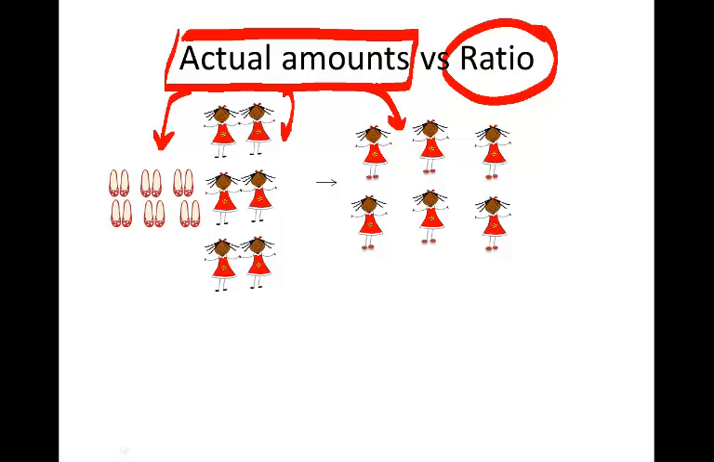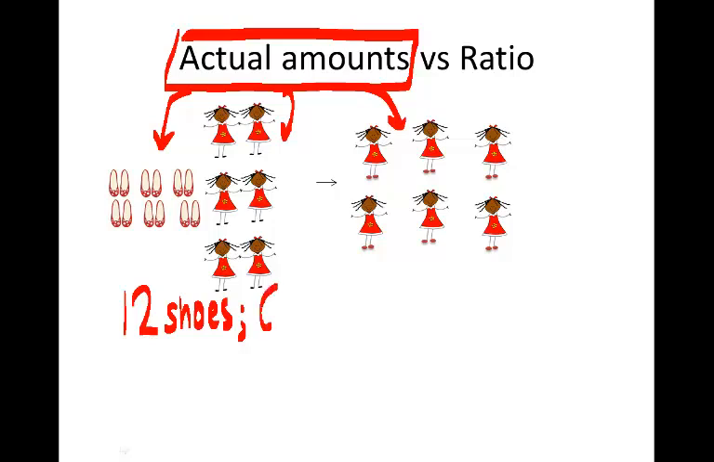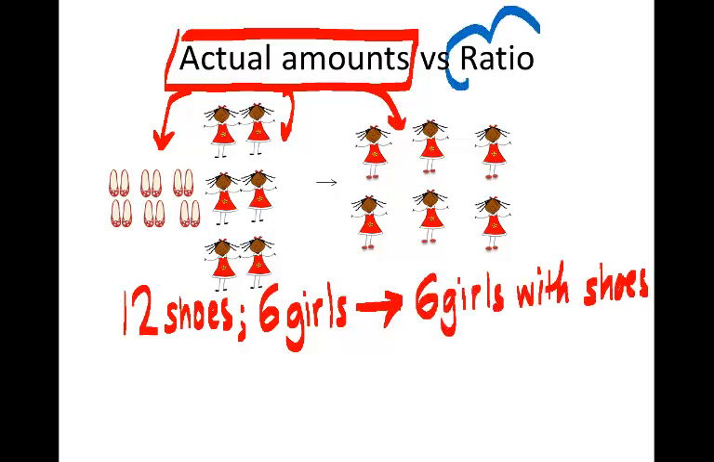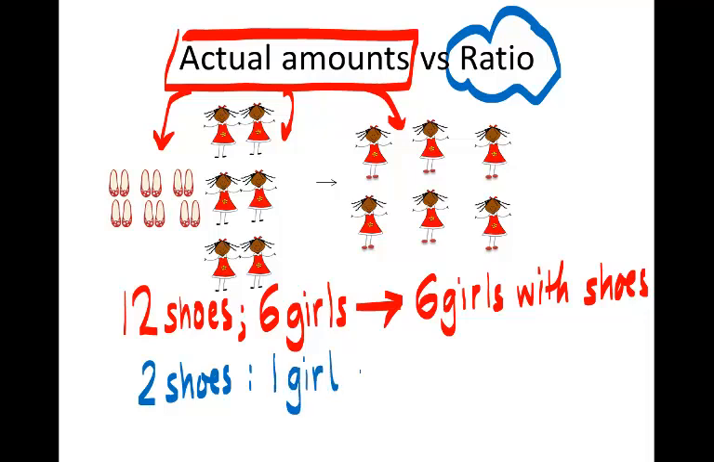So the actual amounts are 2, 4, 6, 8, 10, 12 shoes and 2, 4, 6 girls, which then gives us 6 girls with shoes on. But now let's speak about ratio. Ratio refers to the comparison between the things. How many shoes per how many girls? And of course you need 2 shoes for each girl, for one girl. And that will give us 1 girl with shoes on.